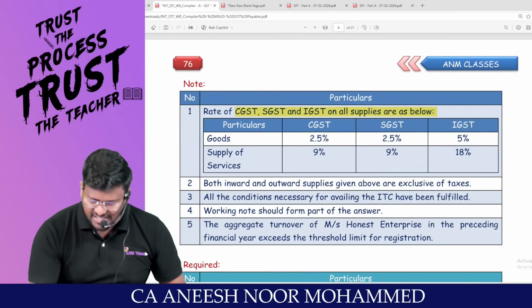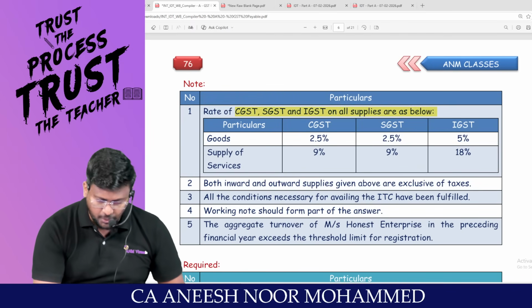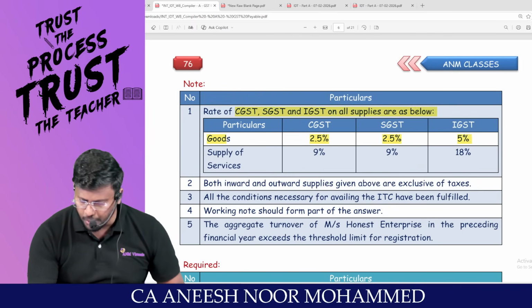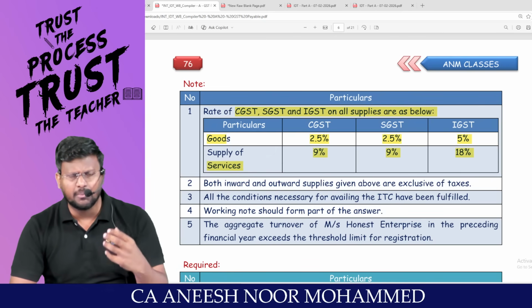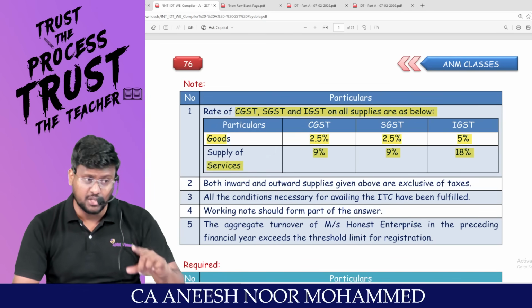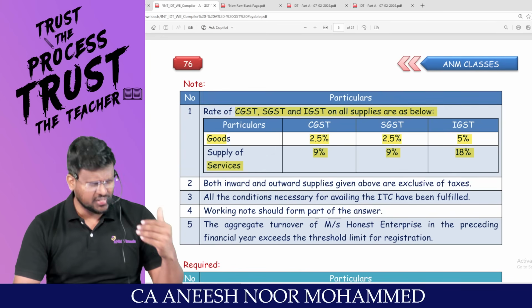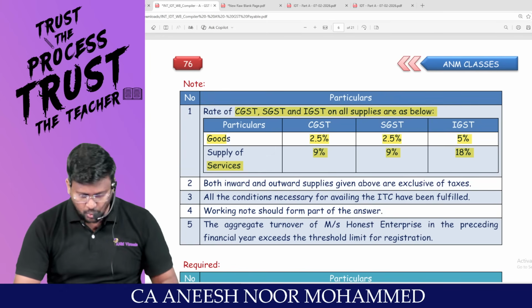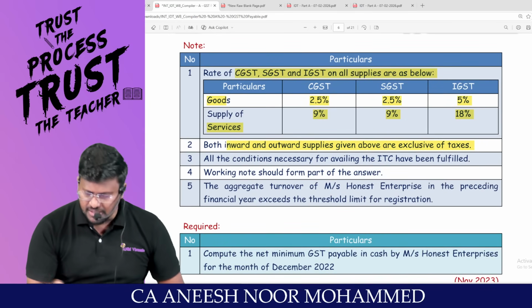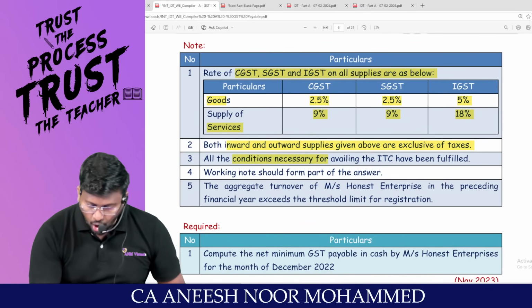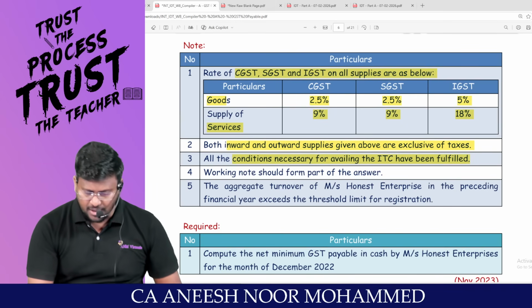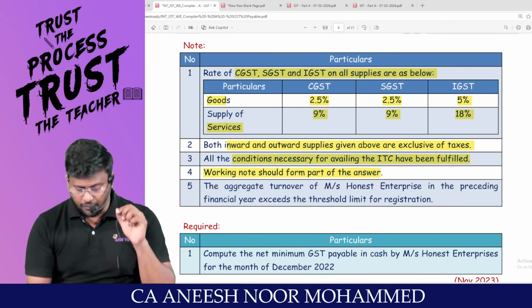Rates of CGST, SGST, IGST on all supplies are as below. Goods, this is the rate: 2.5, 2.5, 5. Services: 9, 9, 18. That is why even we ANM classes are also collecting fees plus GST of 18%, because services are at a little higher rate than goods. Both inward and outward supplies given above are exclusive of taxes. All the conditions necessary for availing the ITC have been fulfilled. Working note should form part of your answer.